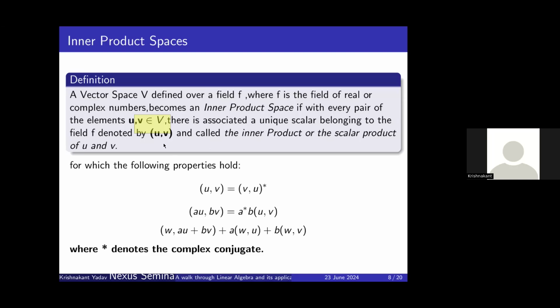There are three conditions on which the inner product is considered. These are the properties. Here you can see that if we do an operation between u and v, then u and v should belong to the vector space V, and there exists a complex conjugate, denoted here by the asterisk sign.